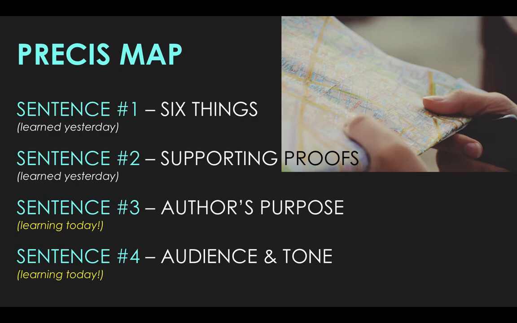Sentence 1, 6 things. Sentence 2, supporting proofs. Sentence 3, the author's purpose. We're going to get into that today. And then sentence 4, audience and tone. So here's your Précis map.